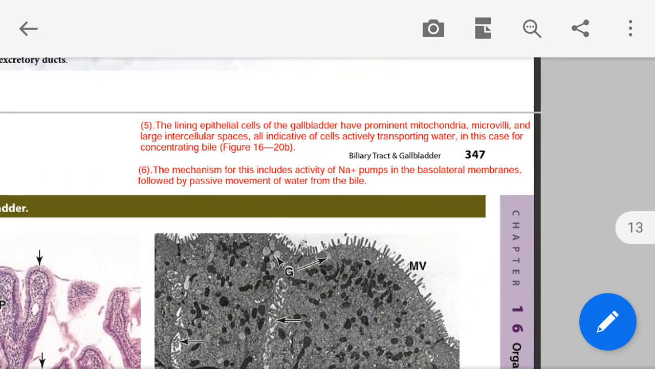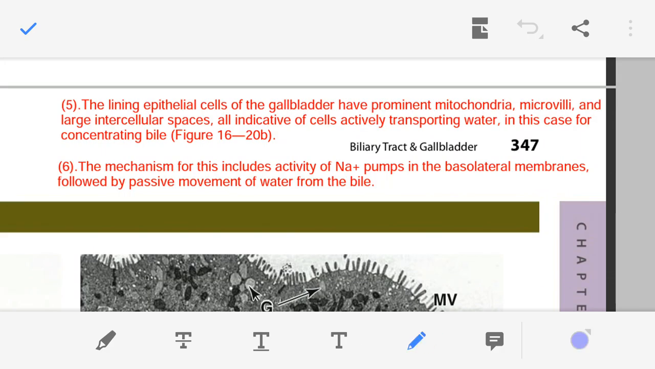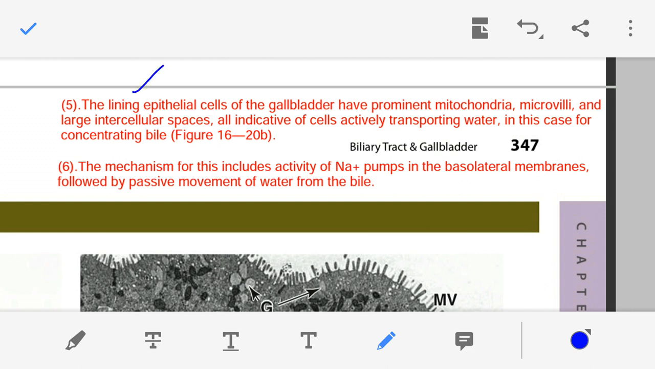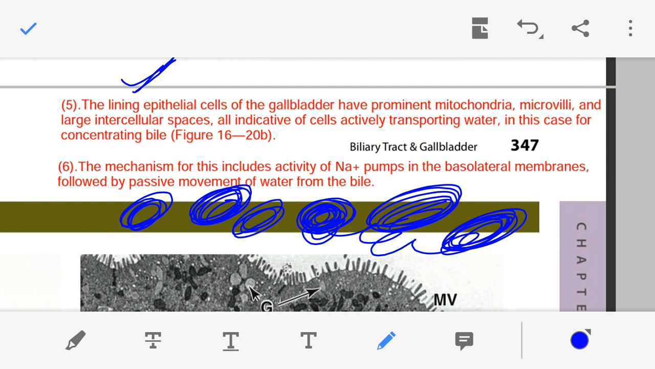Now here see the lining epithelial cell. Now what is the meaning of lining epithelial? So lining means, imagine this is the lumen, this one is the lumen of the gallbladder, and in the lumen the bile is present. Okay, so the cells surrounding the lumen, they are the simple columnar epithelial cell, and this cell are known as the lining epithelial.